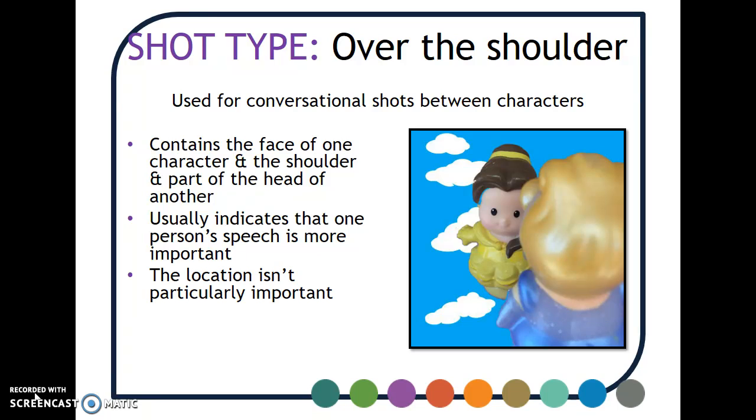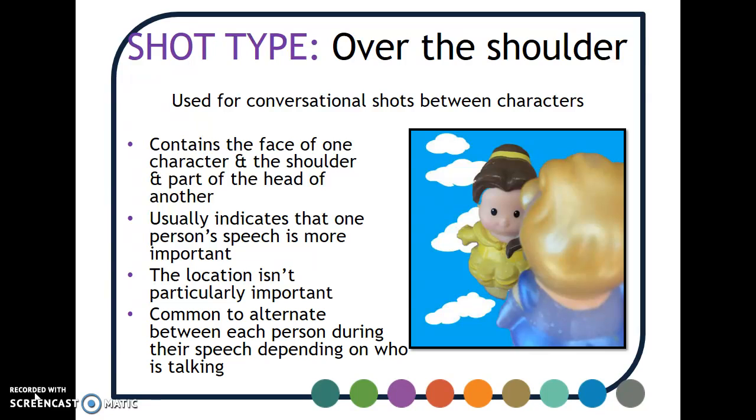Location isn't particularly important in this one, so it can end up being quite close up. But it's common to alternate between each person during their speech, depending on who it is at that point that is talking. So you'll see quite a lot of change between this shot. So looking at person A while they're talking, then switching around to looking at person B while they're talking, and so on.